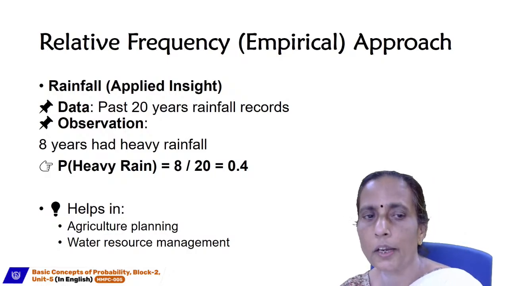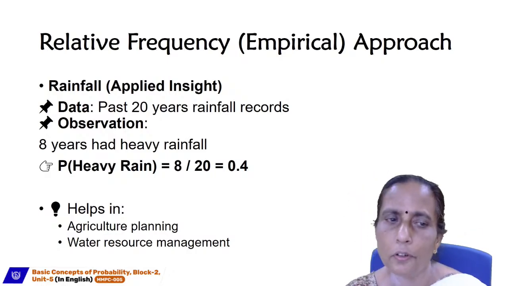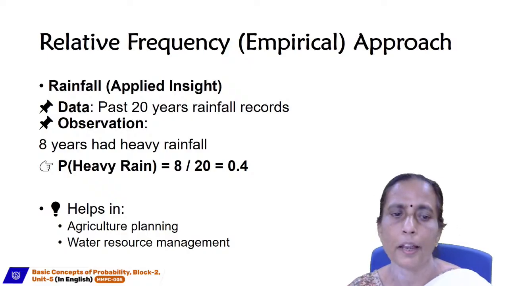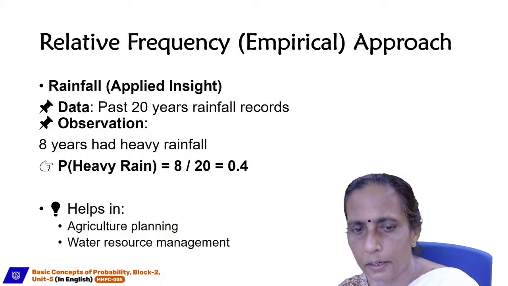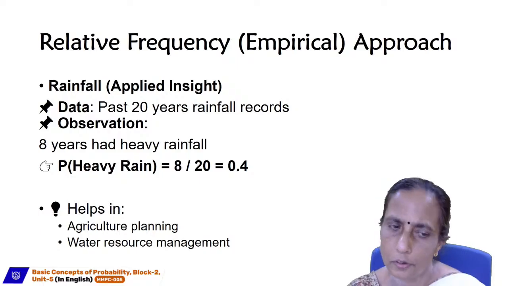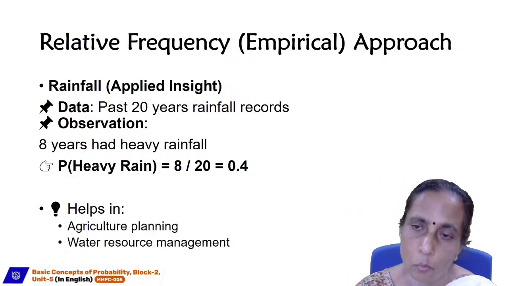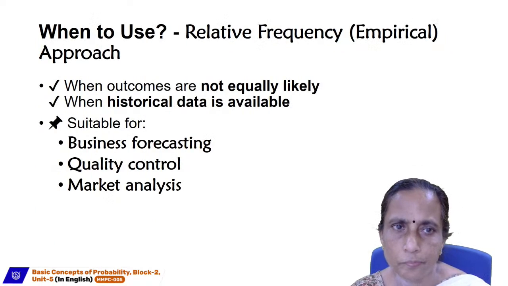And rainfall: suppose in the past 20 years of rainfall records, 8 years had heavy rainfall. So what is the probability of getting heavy rain? 8 divided by 20, that is 0.4. This sort of thing helps in agriculture planning and water resource management.